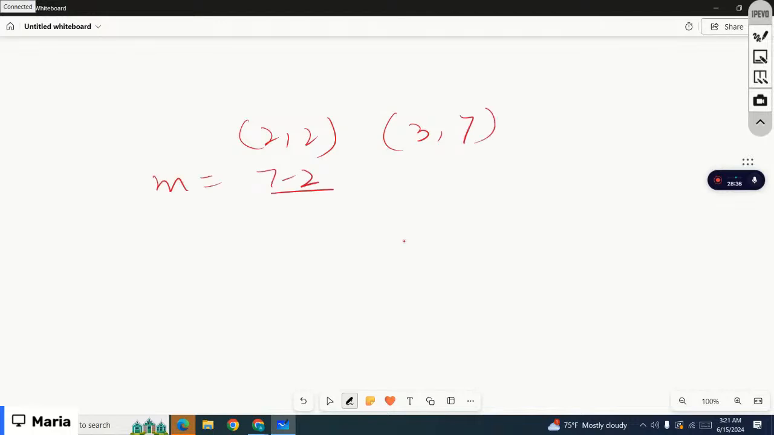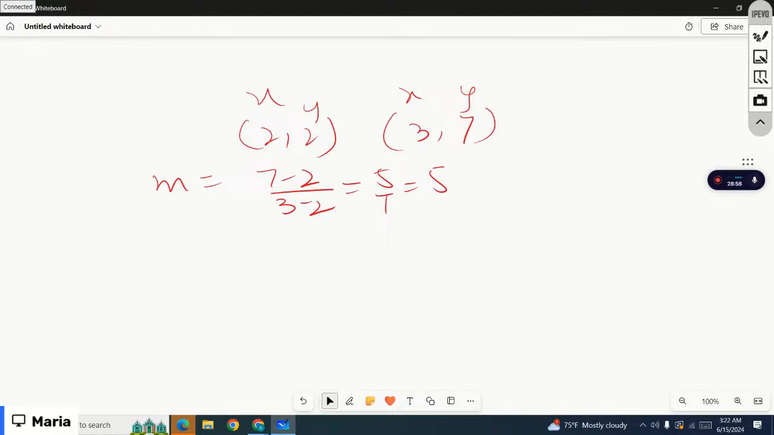7 minus 2 divided by 3 minus 2, right? These are the y coordinates, these are the x coordinates. 7 minus 2 is 5 over 1. That means the slope is 5, right? Now you can use any of the points and calculate the value of b, right?